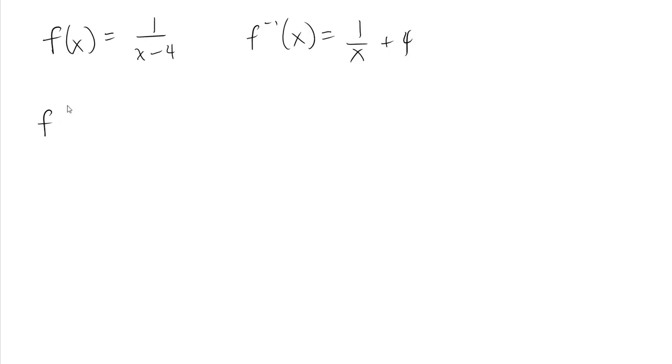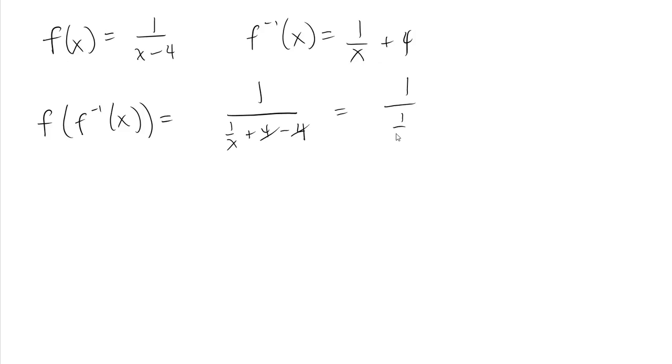So if we do f of f inverse of x, that says plug the inverse function in for x in the function f. So f is this function which does 1 over its input minus 4, and our input is 1 over x plus 4. Well, those 4's would cancel and we get 1 over x, and that just means the reciprocal of 1 over x, which is x. So we get the correct answer in that direction.